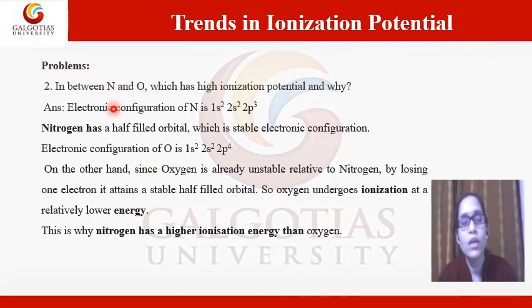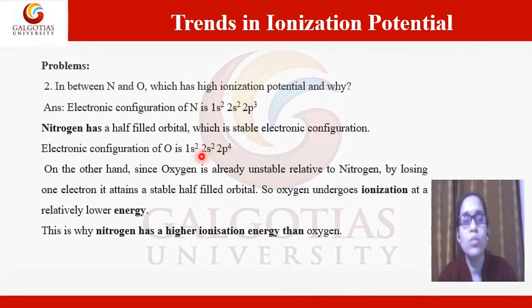Why? Here you see the electronic configuration of nitrogen is 1s2, 2s2, 2p3. This is a half filled configuration, because nitrogen has 2p3. This is a half filled orbital, so this is stable. You know the half filled and full filled configurations are stable. So this is a stable electronic configuration.